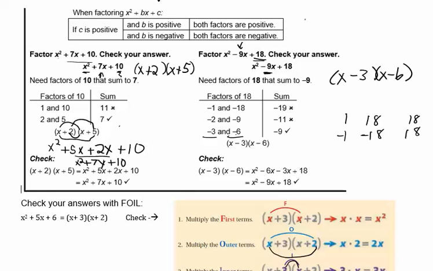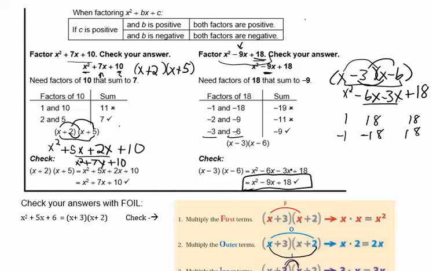So when I check with FOIL, I am going to go first times first is x squared. The outer would be x times negative 6, which is minus 6x. And the inner is negative 3 times x, which is minus 3x. And then the last times the last is negative 3 times negative 6, which is a positive 18. And then our middle terms, negative 6x minus 3x, is indeed a negative 9x. So it does work. It's exactly the same as what I started with, so I know that I did it correctly.